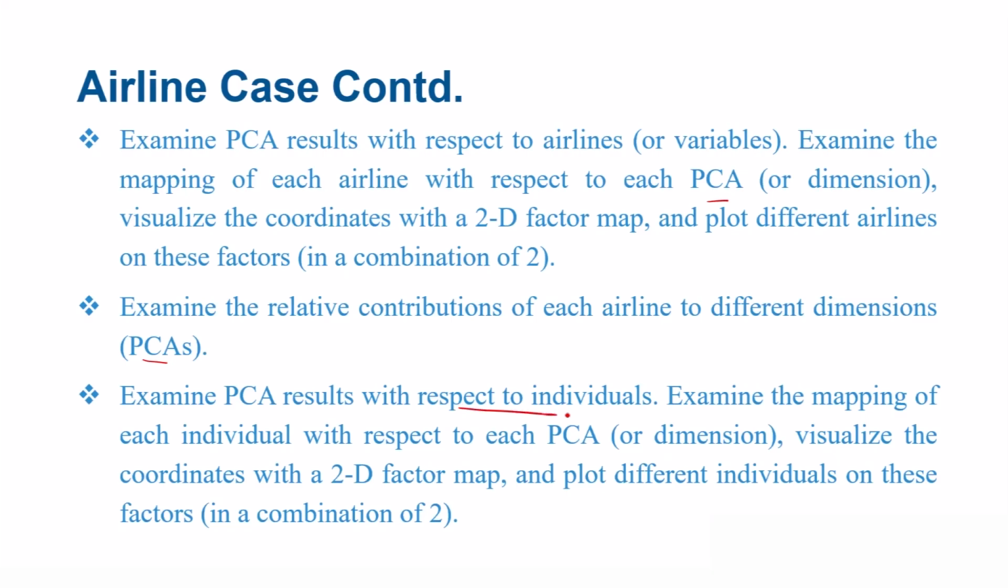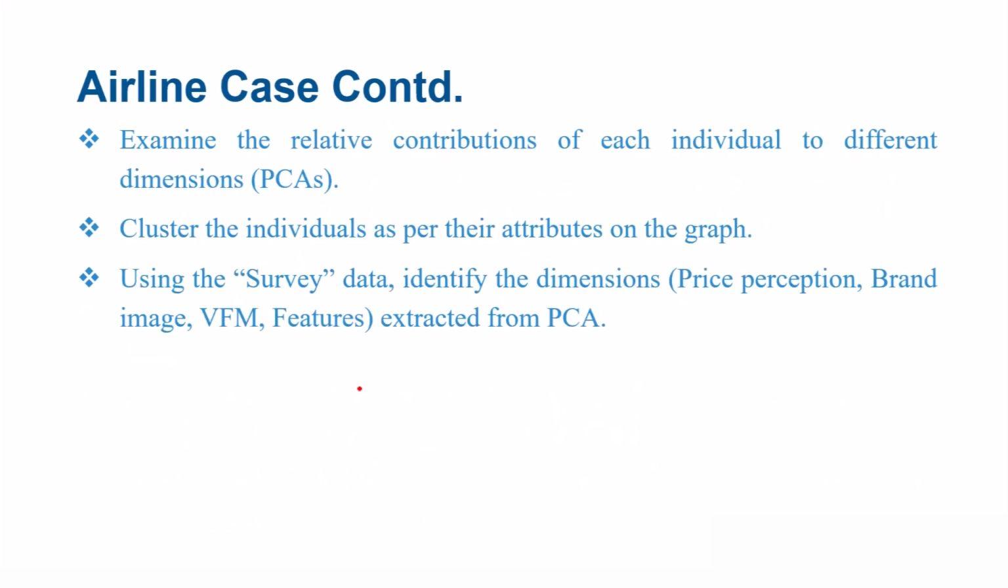Examine PCA results with respect to individuals also. Examine the mapping of each individual with respect to each PCA or dimension. Visualize the coordinates with the 2D factor map and plot different individuals on these factors in a combination of 2. To conclude the case study, you also need to examine the relative contributions of each individual to different dimensions, and cluster the individuals as per their attributes on the graph.